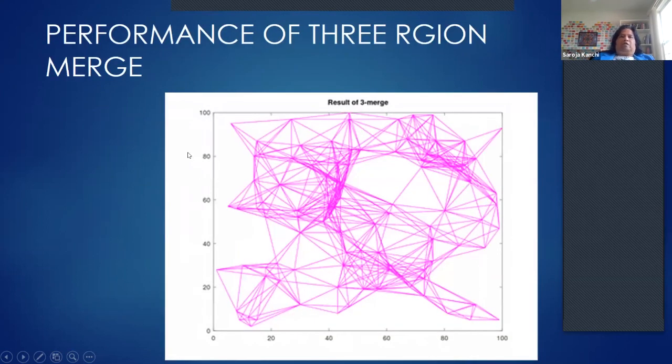Here is a performance. The pink shows the merged regions, and you can see that almost every node, in fact, not almost every node, is in a single globally rigid region called 3-merge, if we merge 3 regions at a time.